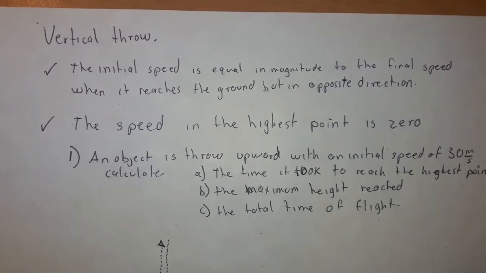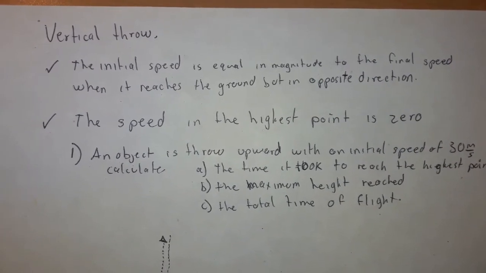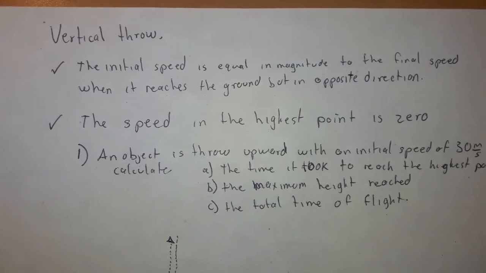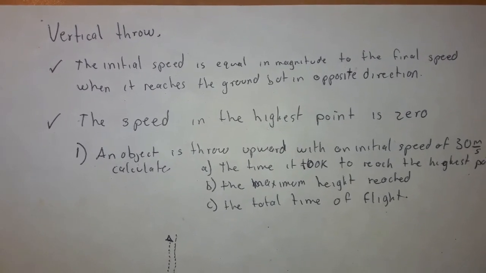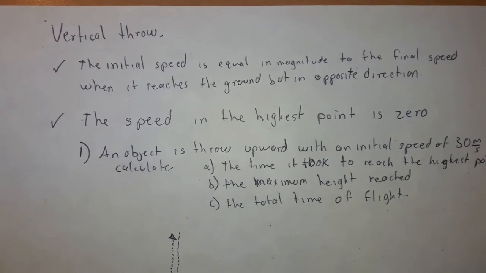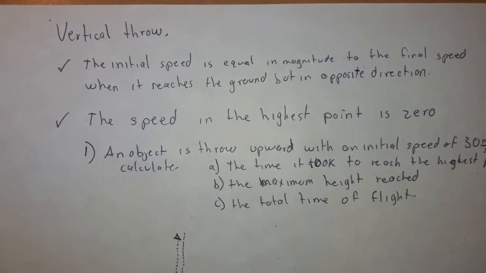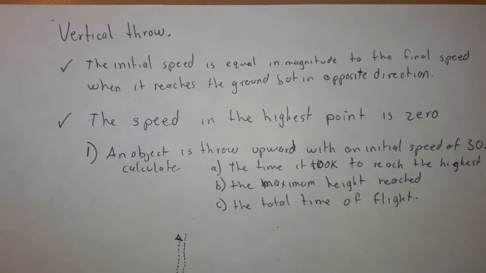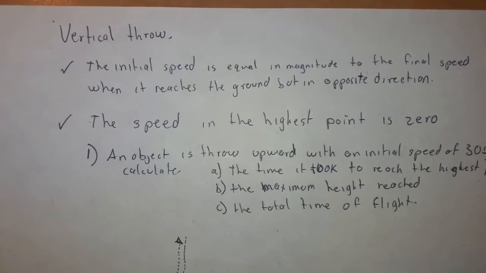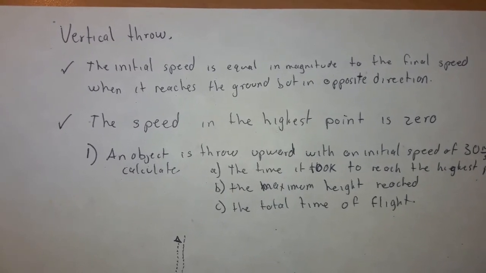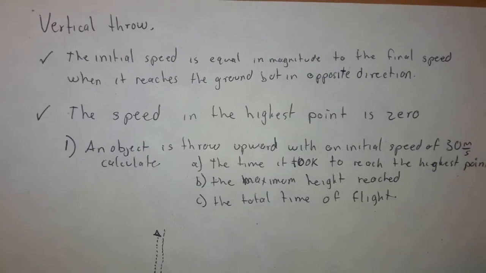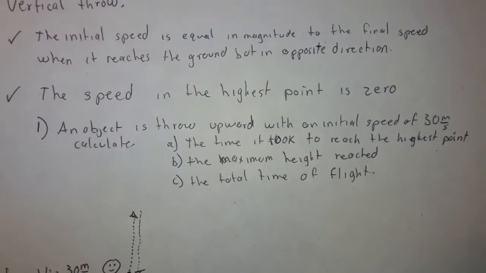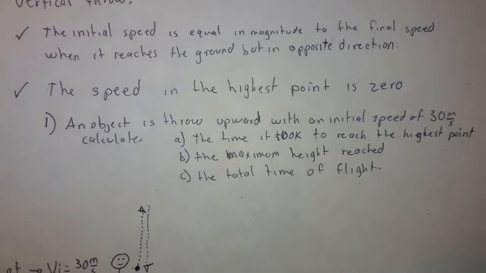After I tell you this, I have to tell you this too. Vertical throw is basically the same. You have to do basically the same things as the ones that you do in free fall. You actually use the same formulas, and one part of this kind of problem is equal. So now I'm going to explain this problem.